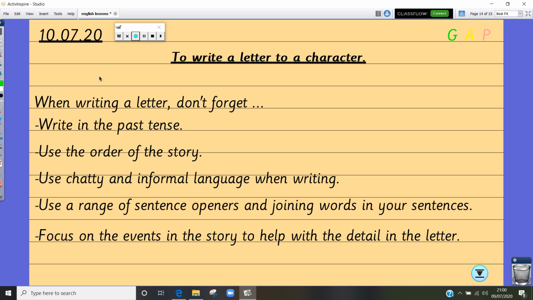Use a range of sentence openers and joining words in your sentences. Firstly, to structure your sentences by using those sentence openers, but secondly, for using joining words. So make sure you're extending your sentences by adding those joining words in. And finally, focus on the events in the story to help with the detail in your letter. So if we don't look at the story and we just ask Floyd lots of questions, then our letter isn't going to flow. So let's take a look at my letter today, and then we'll have a look and see if I've included all of these writing features in my letter, and then you can have a go at writing yours.